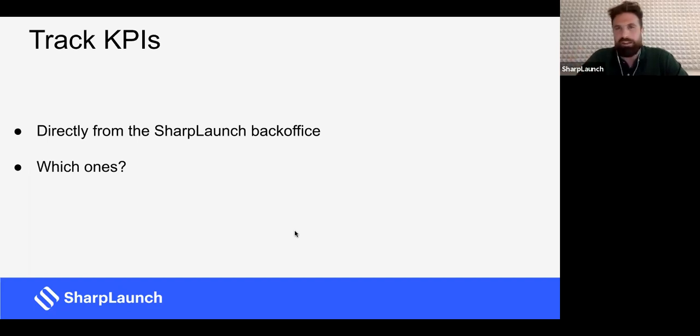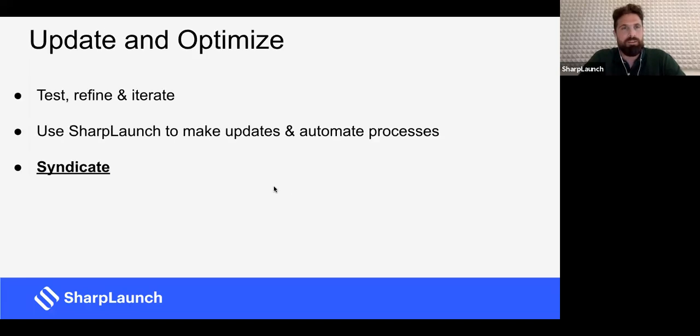And then the final thing is, of course, going to be marketing spend. You want to know what's working. You want to test some things out to ensure that you're getting the best ROI. So you're going to continue to optimize, update, test things, refine them, iterate.